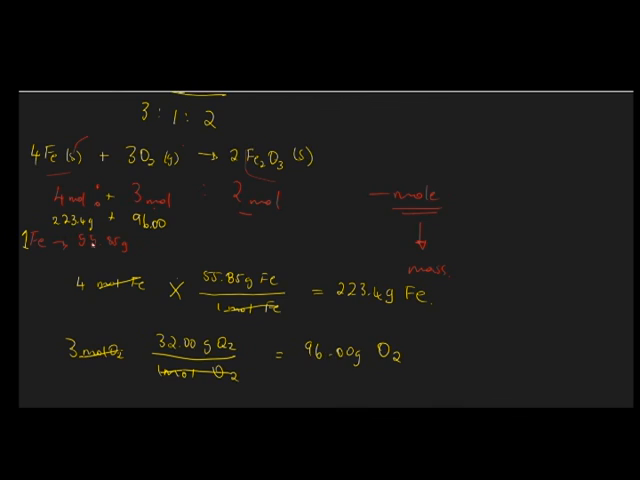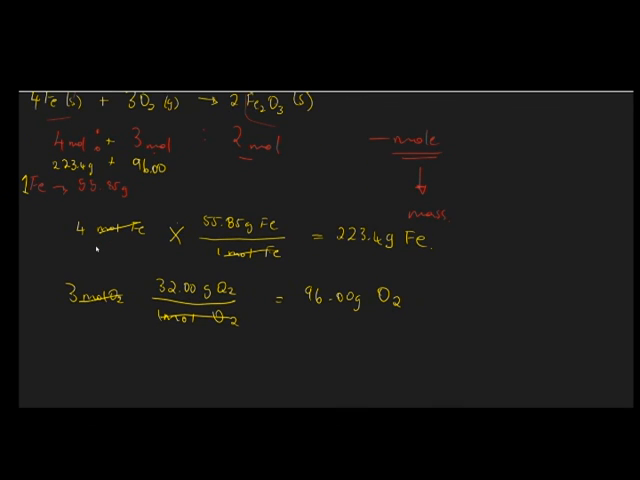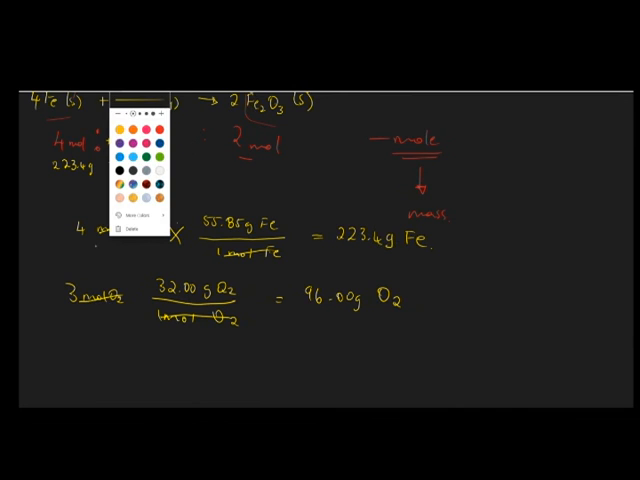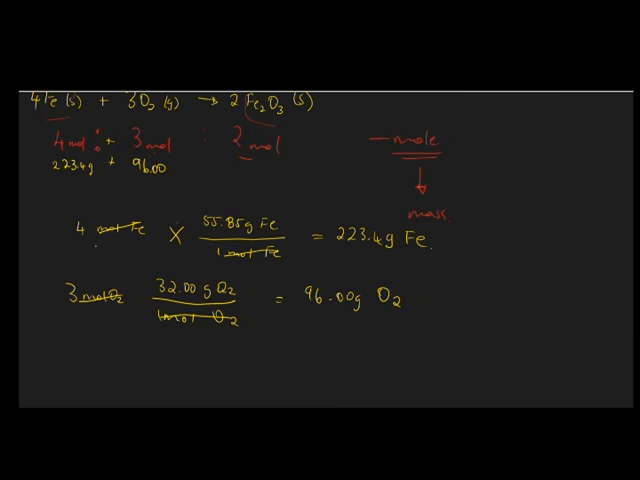So now this is plus, and we want the total of this. Just add that on your calculator: 223.4 plus 96 gives 319.4 grams. Remember, we said in a balanced equation, there is conservation of mass. So what are we expecting? We are expecting this to be equal to the mass of the products.